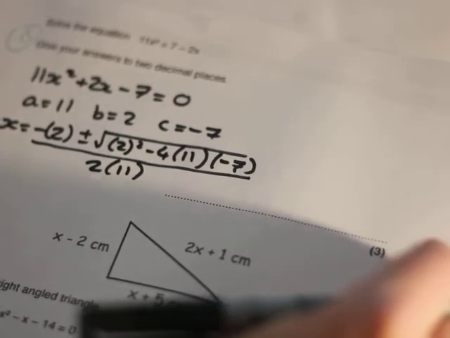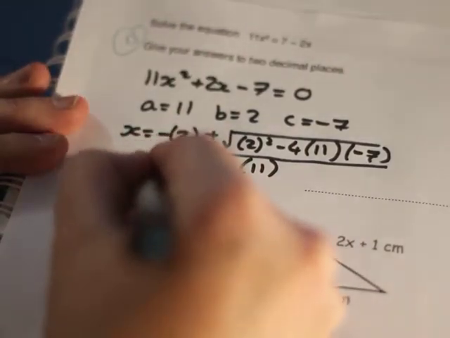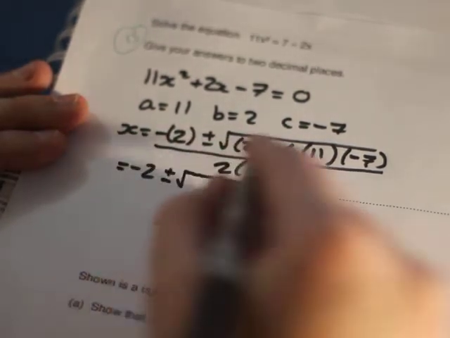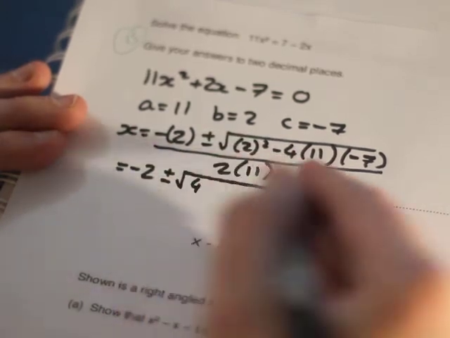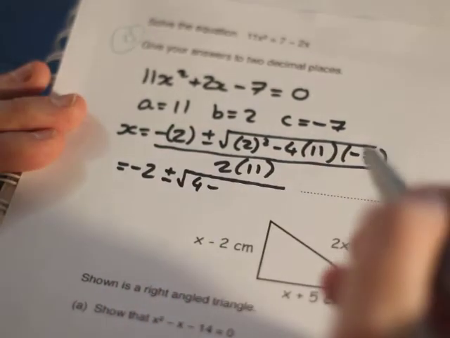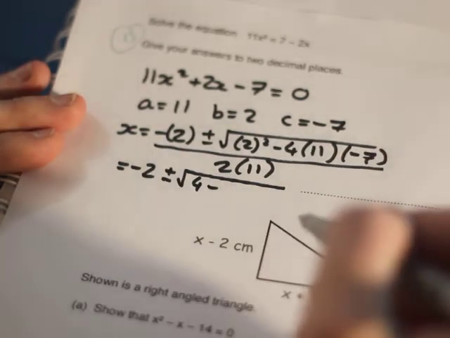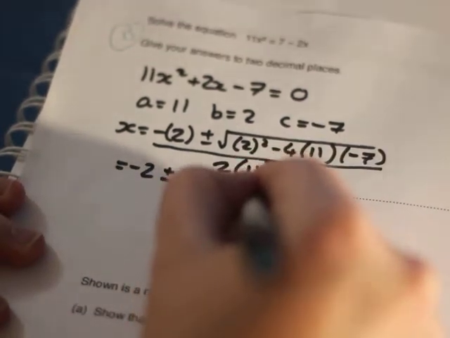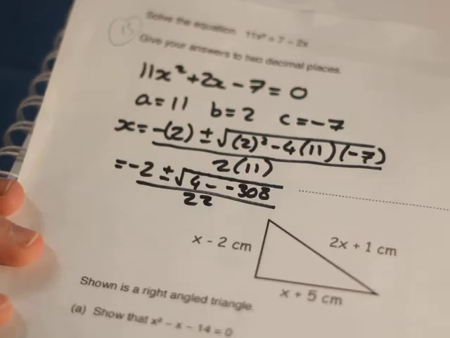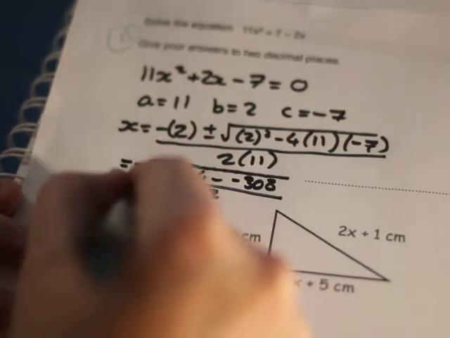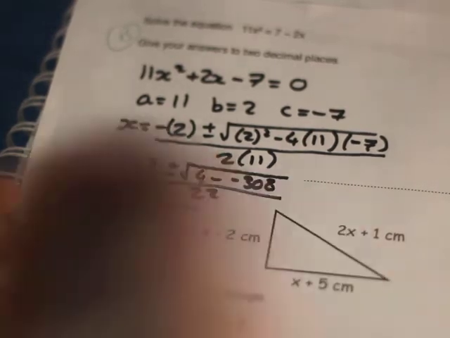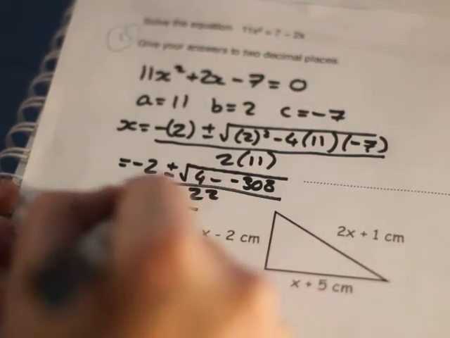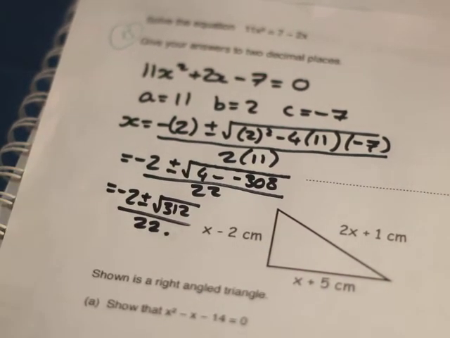So, what do I go down here? Negative b, negative 2, plus or minus the square root of, so this is 2 squared, that's 4, take away 4 times 11, well, 4 times 7 is 28, times 11 is 308, so it's negative 308 over 22. So it's going to be negative 2 plus or minus the square root of 4 take away the negative 308, which is 4 plus 308, 312, over 22, and then you have to work that out.